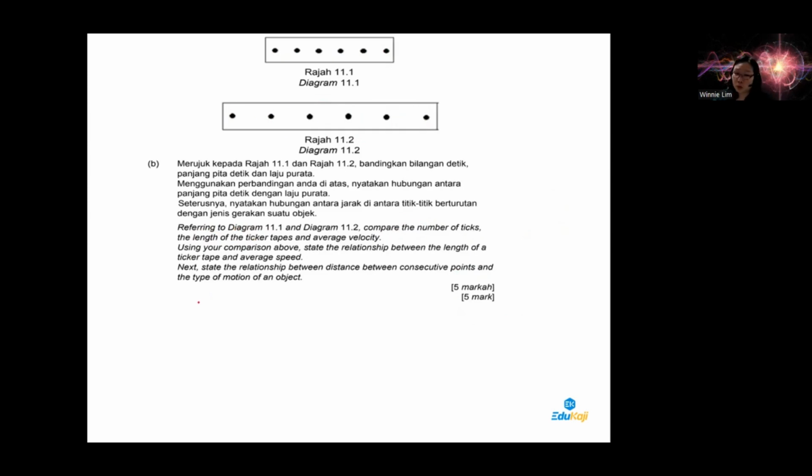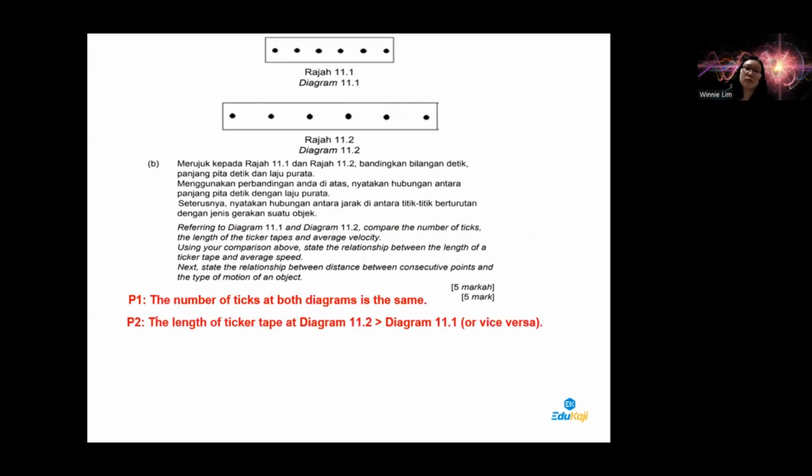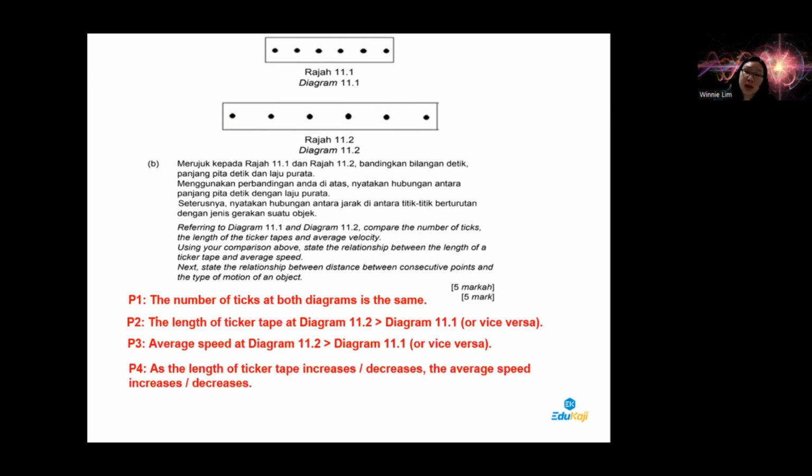Of course, you do it in point form, or sentence by sentence. First point, you say what? The number of ticks in both diagrams is the same. Then the length of ticker tape in diagram 11.2 is longer. The average speed for 11.2 is higher. As the length of ticker tape increases, the speed also increases, or you can use the term directly proportional. And lastly, when the distance between the consecutive points is the same, the object moves with uniform velocity or constant velocity.